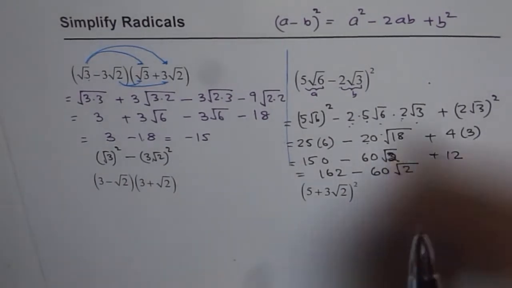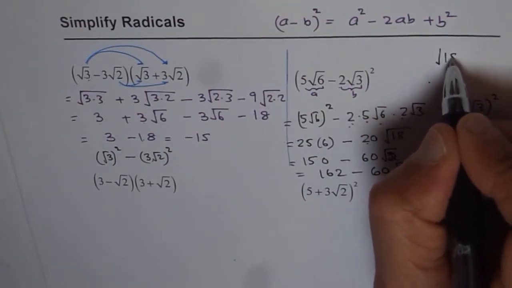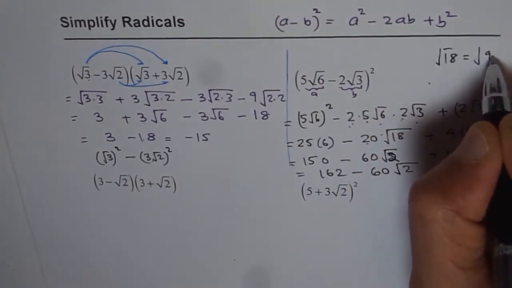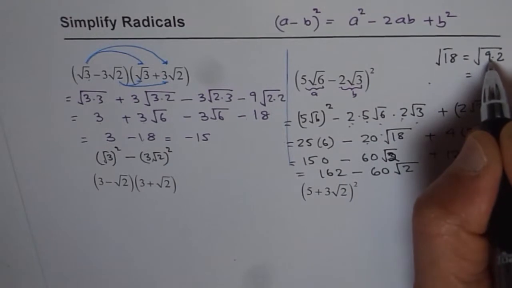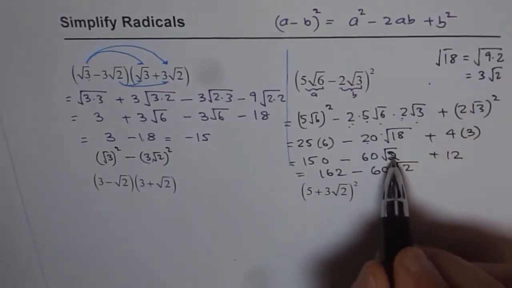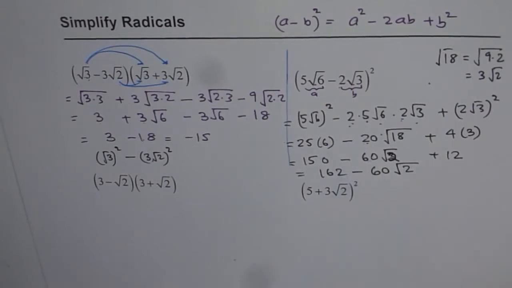Now let me show you square root 18 on the side here. Square root 18 can be written as 9 times 2, and the square root of 9 is 3. So we bring out 3, leave square root 2 inside. And 3 times 20 is 60. So those are the steps which we followed.